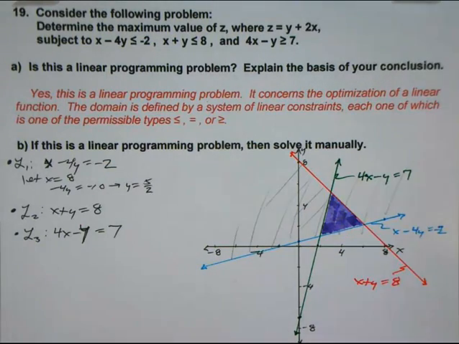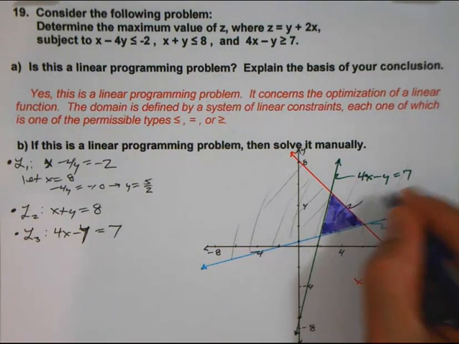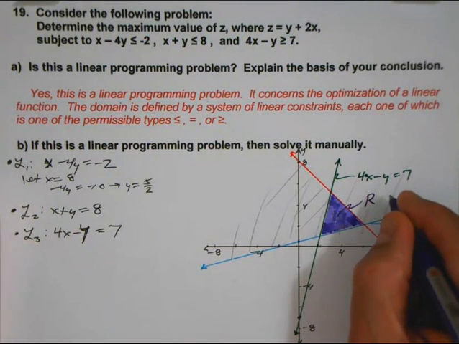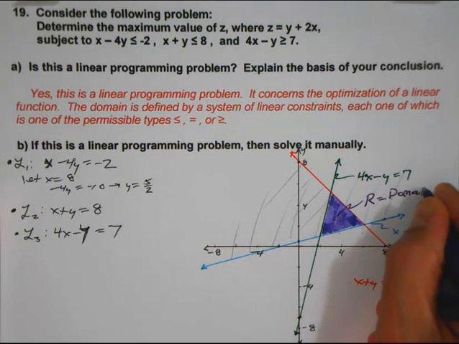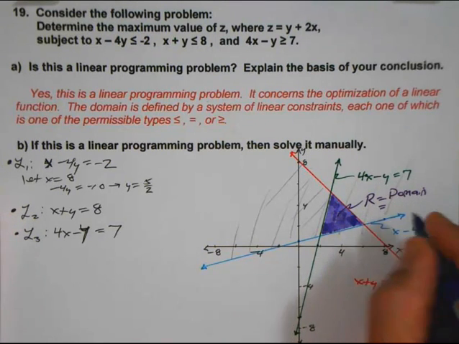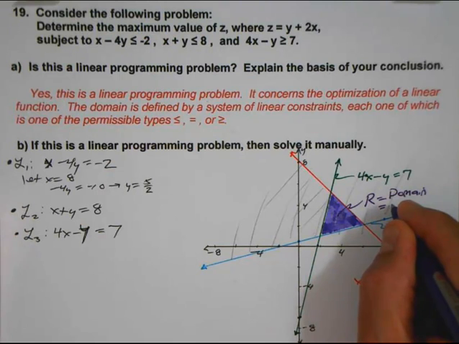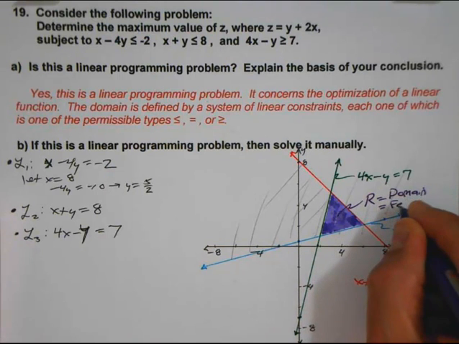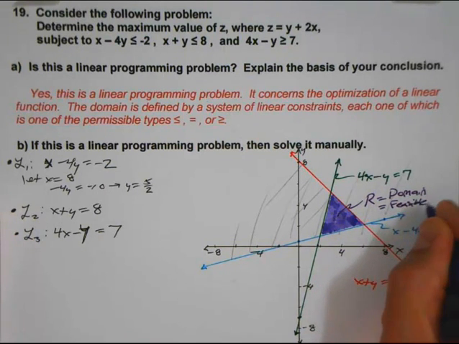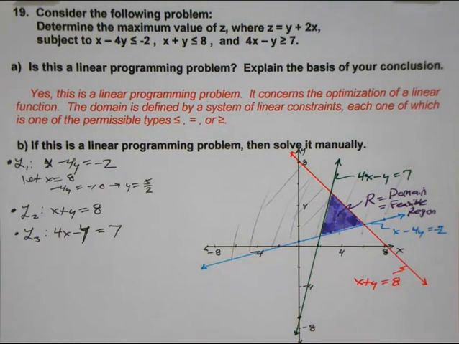Okay, now this here, purple. We're calling this R. That's the domain of the function. And in the world of linear programming, domain is usually called the feasible region. Now, one of the more important parts of this feasible region, of course, are the vertices.